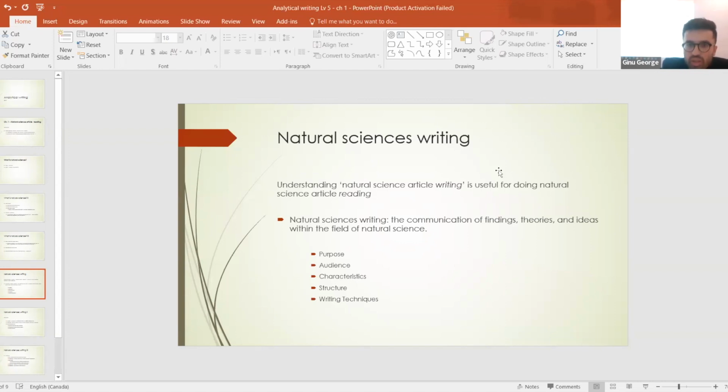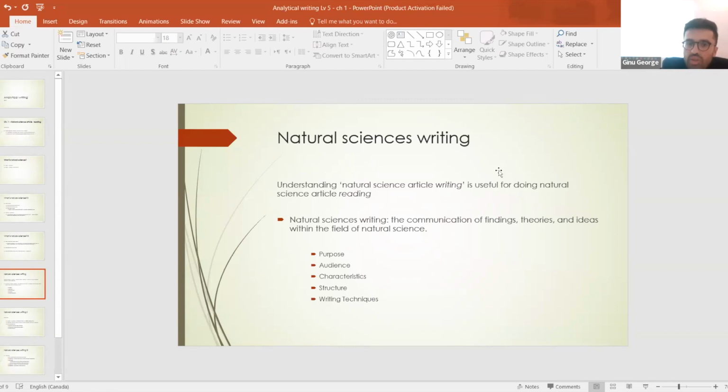First, we're going to look briefly at the purpose of a natural science article. What's that all about? What's the purpose of such an article? Why would somebody write something like that? And how does it differ from some other kind of writing, say a piece of poetry or a story? What's the difference here?